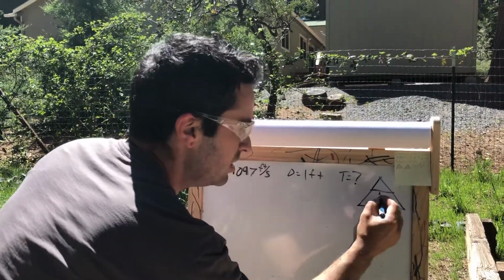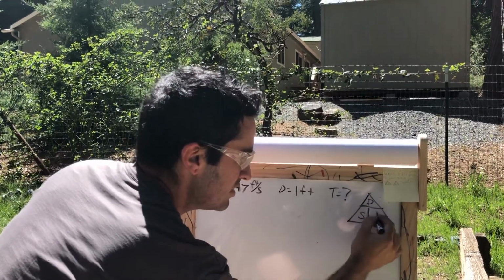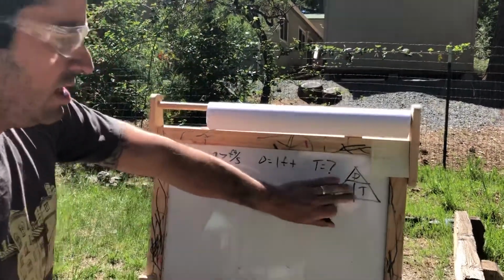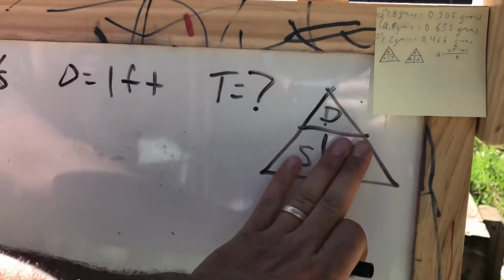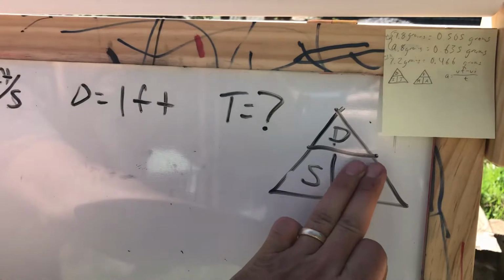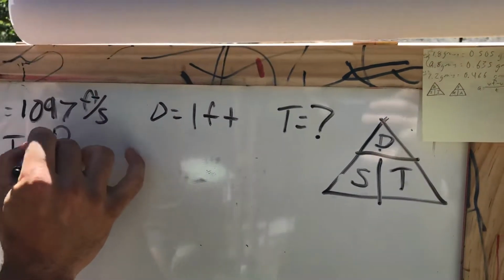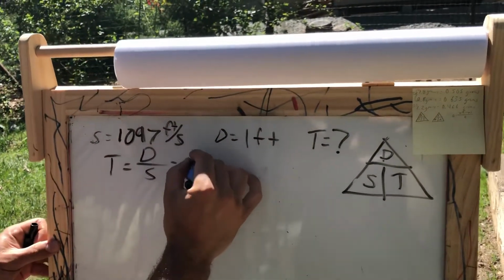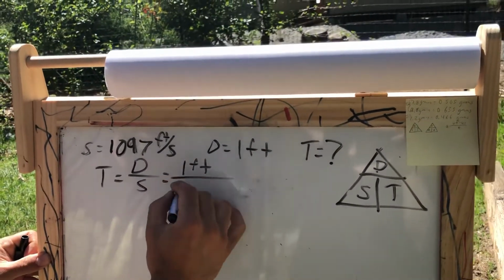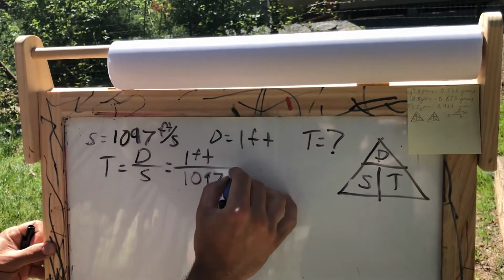Now, the cool thing about speed, distance, and time, as you guys know, is there's a cheater triangle for it. I love these cheater triangles, and they show up all the time in science and math. If I want to solve for speed, I cover the speed and I get distance divided by time. If I want to solve for time, I cover the t and I'm left with d over s. So my formula is t equals distance over speed. My distance was 1 foot divided by 1,097 feet per second.